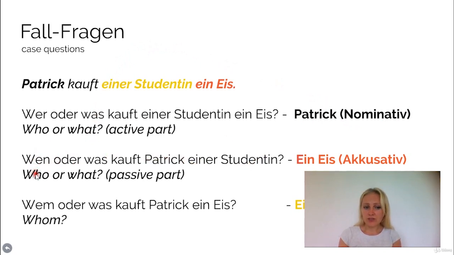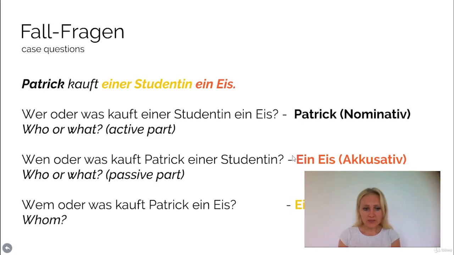The next case question is wen oder was kauft Patrick einer Studentin. Now in English it is also who or what, but it's about the passive part, the object that he's buying for the female student. Also wen oder was kauft er? Okay, what is he buying? The answer is ein Eis, the ice cream. So the ice cream is the object that he's buying. It's the accusative object here, because this is what he's buying.